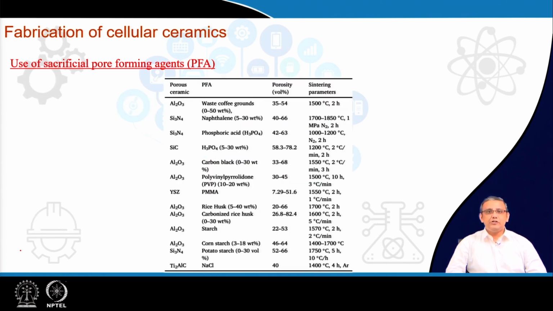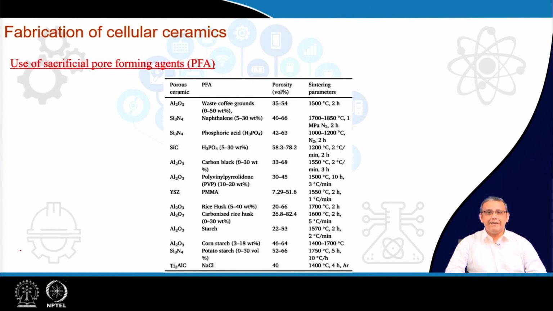So, this slide shows the many different ceramics which have been fabricated in literature using such a pore forming agent process. As we can see, there is very little restriction over the ceramic type, and many materials like alumina, silicon nitride, silicon carbide, yttria stabilized zirconia have been fabricated using this sacrificial pore forming agent method. Also, many pore forming agents have been used, as shown here, like naphthalene, phosphoric acid, carbon black, rice husk, corn starch, sodium chloride, and so on.